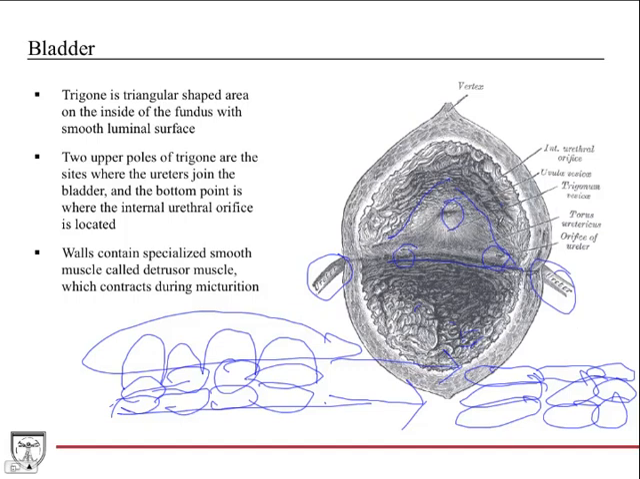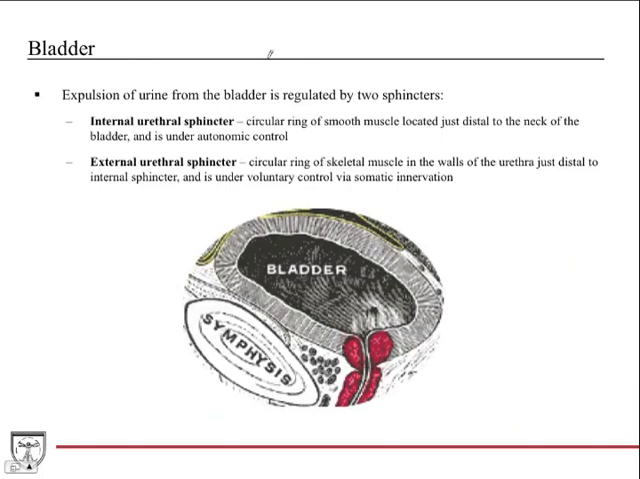Now the walls of the bladder, these are the walls, have a specialized muscle called the detrusor muscle, located here in the walls. It's smooth muscle, and it's what's responsible for contracting the entire bladder during urination. So the sympathetic nerve, or the autonomic nervous system, will activate the detrusor muscle to cause it to contract during urination. The expulsion of the urine from the bladder is regulated by two sphincters.